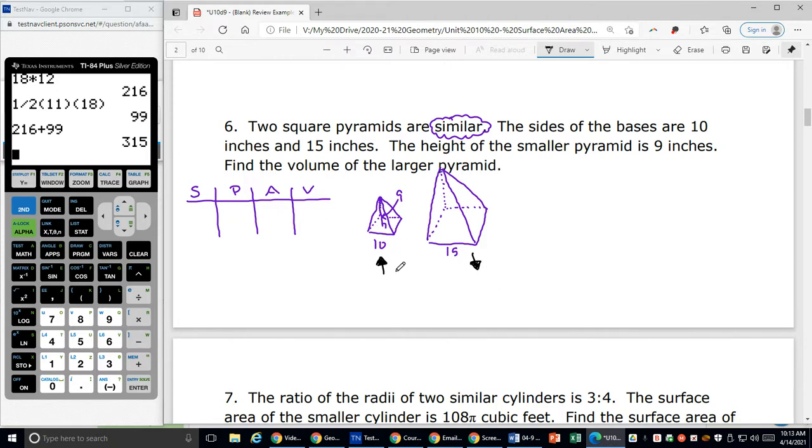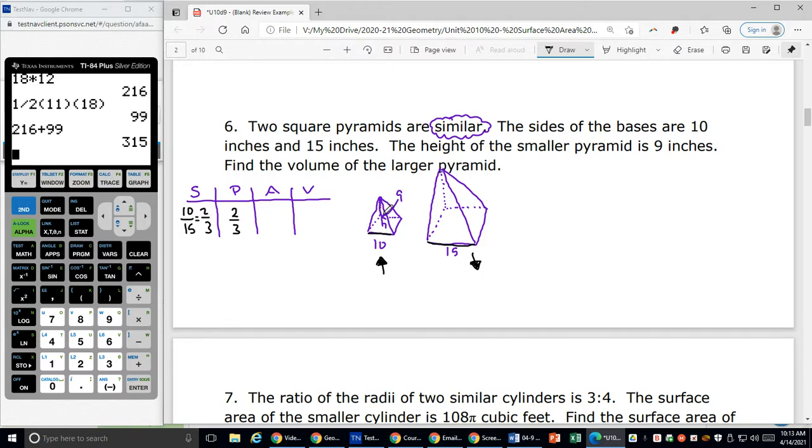So I'm going to put everything from the small pyramid on the top and everything from the big pyramid on the bottom. So when I come to fill in for my 10 and my 15, because those are matching pieces, it's the only matching piece I have, those are side lengths, which means I can either put them under S for side length or I can put them under P for part. Either one, however you want to think of that. So if I put them under S for side, I would do 10 over 15, and then that would reduce to 2/3. So I know the ratio of the parts is 2/3.